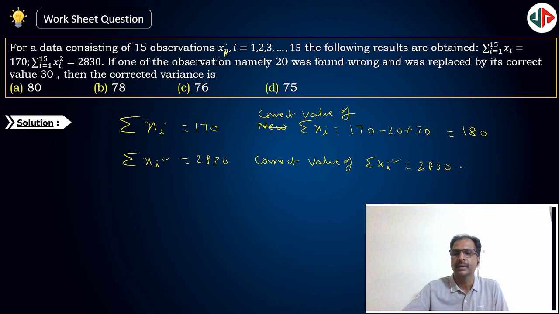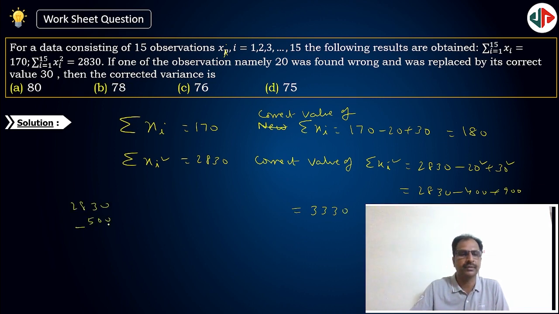2830 minus 20 square plus 30 square. 2830 minus 400 plus 900, which means 2830 plus 500, which is 3330. Then what is the correct variance?